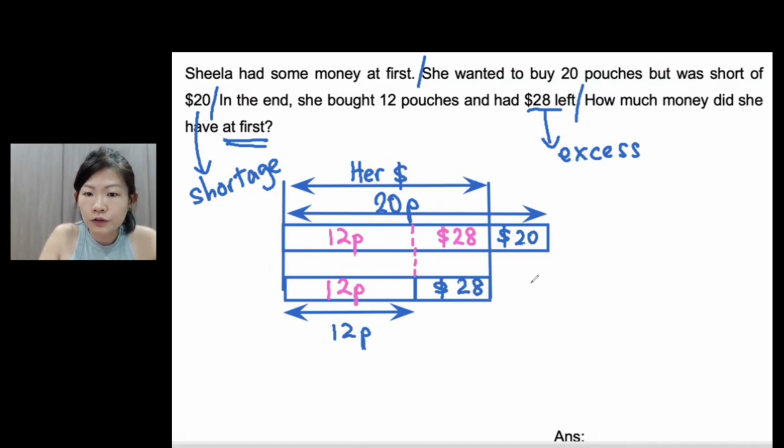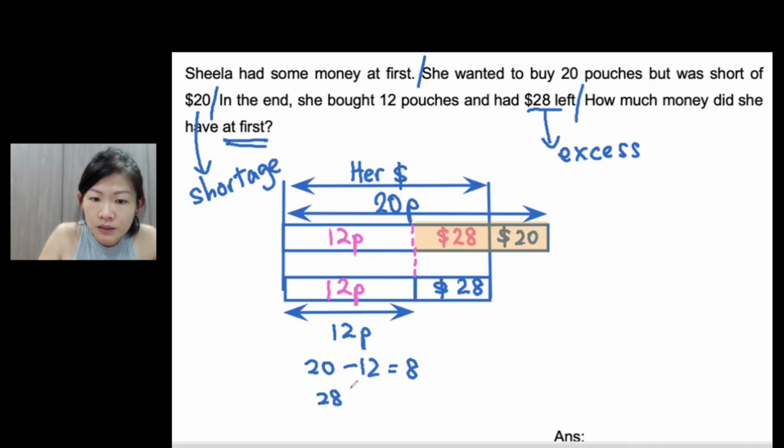Okay, so now with the model drawn, you will notice that this bar here actually does give us another clue to help us solve our question. All right, so I will just highlight this so that it's clearer that from here to here, this amount of money can actually represent the number of pouches that we get when we take 20 minus 12. So to solve the question, I will take 20 minus 12, which is 8. So in other words, this amount of money here actually represents the 8 pouches.